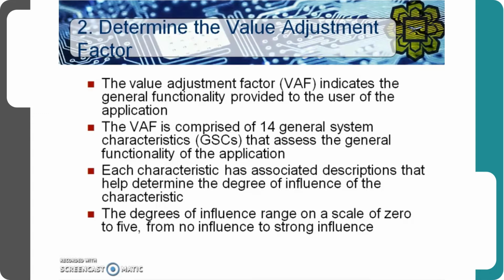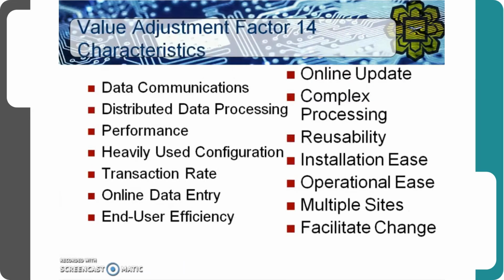So it is comprised of 14 general system characteristics. We're going to look at the characteristics in a later slide. Each characteristic has an associated description and helps to determine the degree of influence of the characteristics. The degrees of influence range on a scale of 0 to 5, from no influence to strong influence. These are the 14 factors that determine the value adjustment factor.